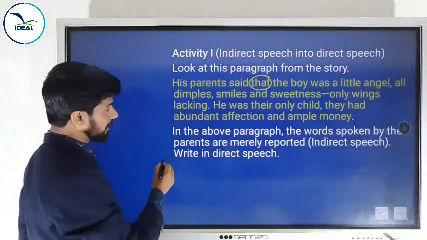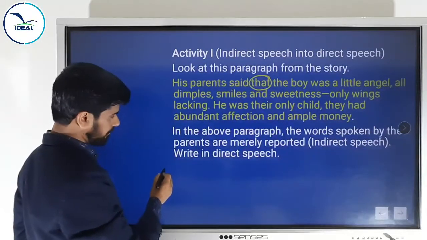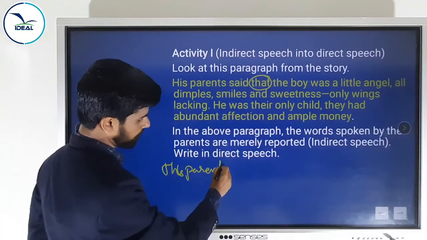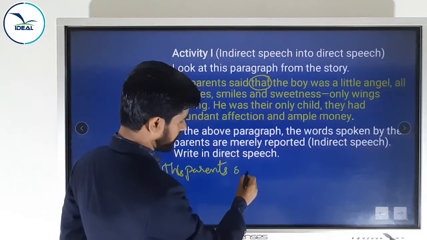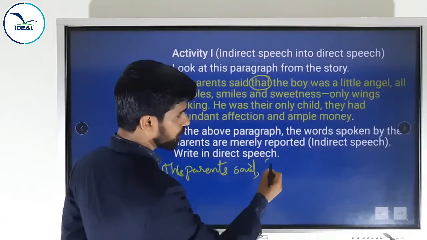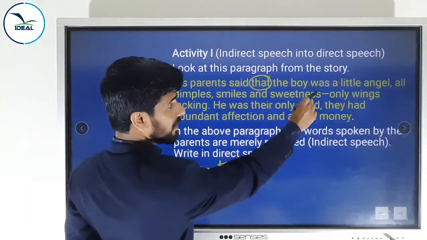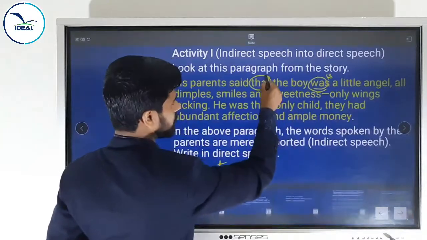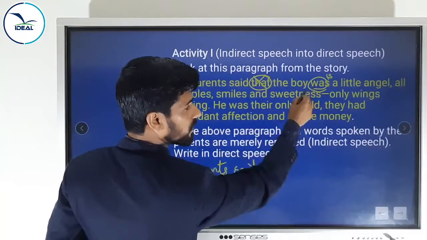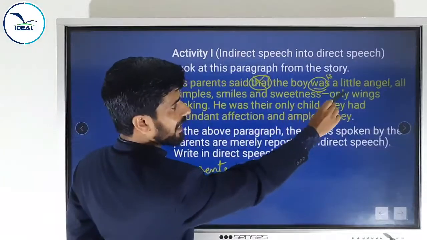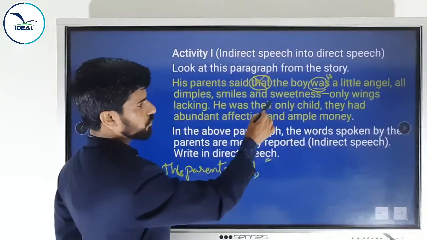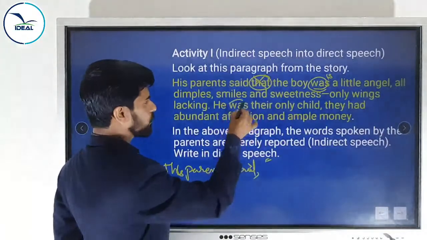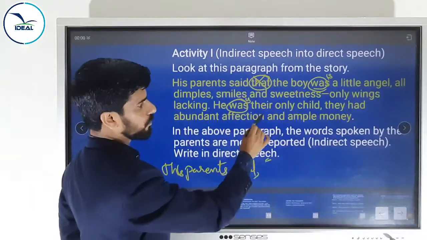So you can rewrite it like his parents said, comma, inverted comma. Then the boy is a little angel. So instead of was, you can write is. Okay, remove that. Then convert was into is. The boy is a little angel, all dimples, smiles, and sweetness, only wings lacking. There is no more changes. He was their only child. Instead of was, write is. He is their only child.